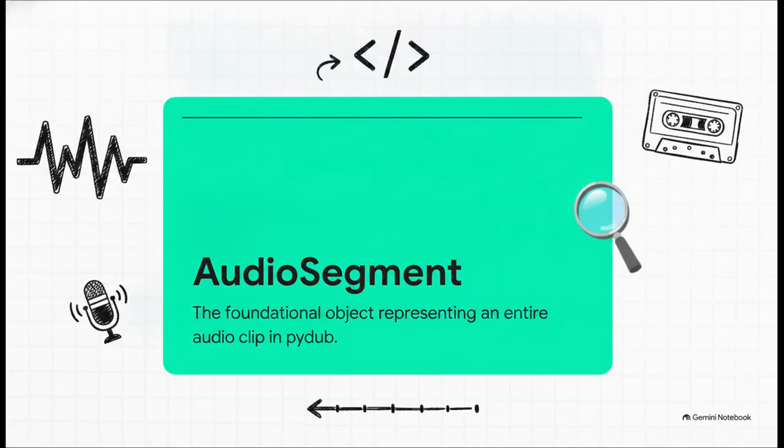Once you've got it installed, everything you do revolves around something called the AudioSegment. You just load up an existing file using AudioSegment.from_file, pass in your file path, and boom, that resulting object represents your entire audio clip. If you've been following our Explainer series, you'll see this closely mirrors the video clip object from our MoviePy toolkit. It is the absolute foundational building block for everything we're doing today.